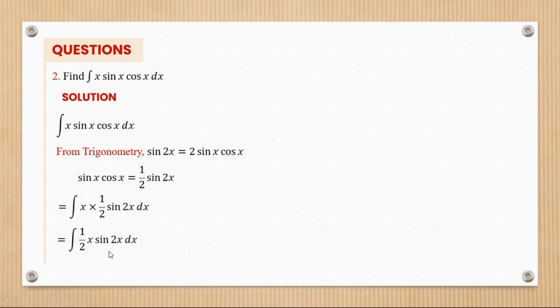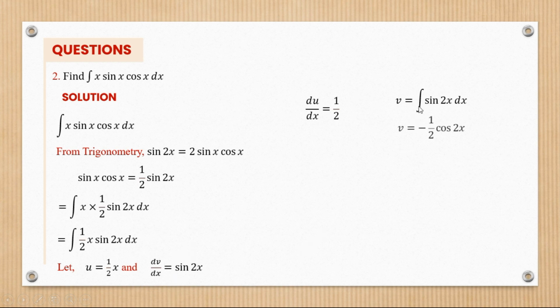So what we're going to do is let u be equal to a half x, and let dv/dx be equal to sin 2x. Then we can already say that du/dx, which is the derivative of a half x, shall be equal to a half. And on the side where there is dv/dx, if we want to find v, we have to integrate sin 2x. If we integrate that, we get negative a half cos 2x as our answer for v.